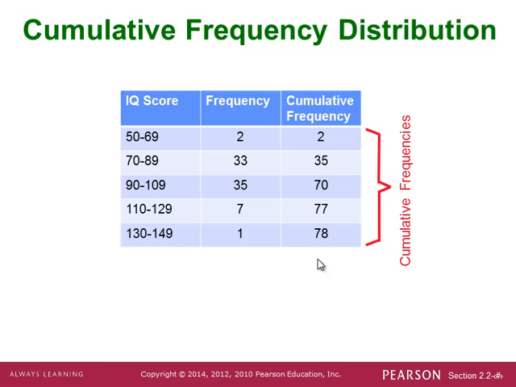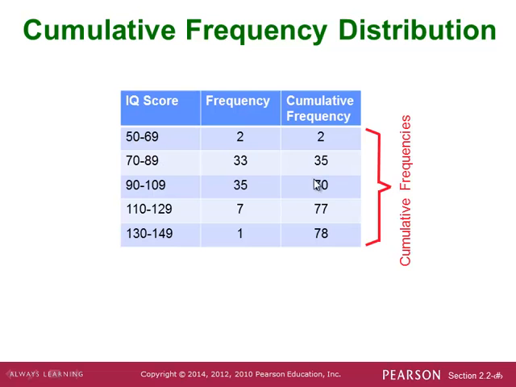Another little trick that you can do is the cumulative frequency. The cumulative frequency is a column right next to the frequency column, where you go through and accumulate frequencies. Of course, this first entry will be 2, same as the frequency. The next entry is this 2 plus this 33 to get 35. So this tells you that there were 35 individuals with an IQ score of 89 or less.